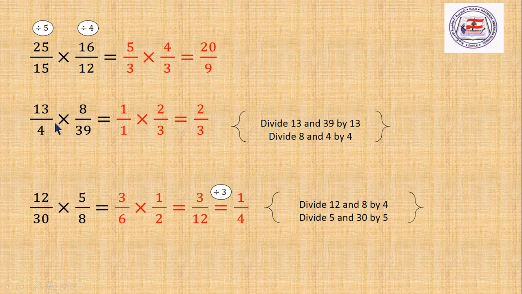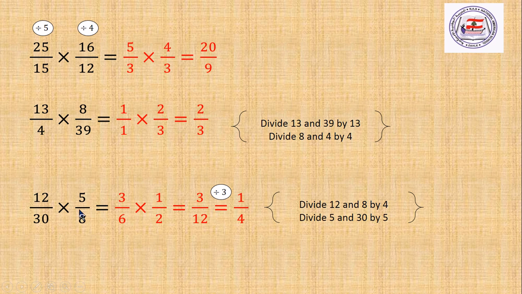Look here. 13 over 4 times 8 over 39. I can simplify by dividing 13 and 39. Divide 13 and 39 by 13. And I divide 8 and 4, one numerator with another denominator from the other fraction. 8 and 4 divided by 4. Then the answer will be, this one is divided by 13, 1. This one is divided by 13, 3. This one is divided by 4, 2. 4 divided by 4, 1. And I multiply. 1 times 2, 2. 1 times 3, 3.